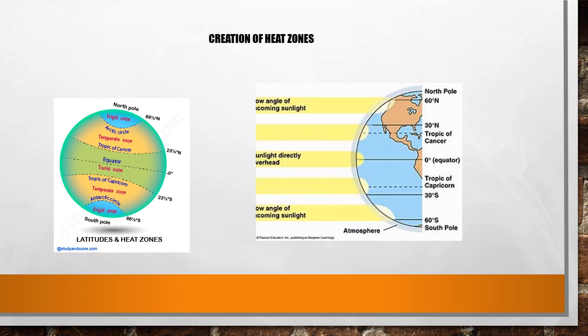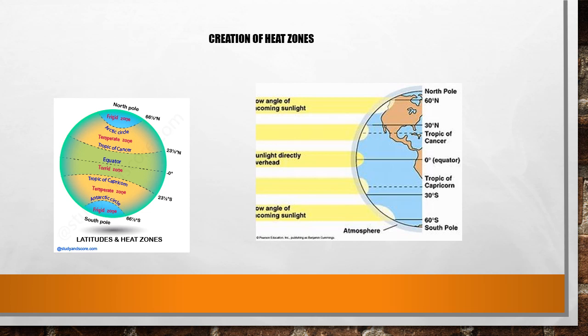So the first is the Torrid Zone. This zone lies between the equator and the Tropic of Cancer and Capricorn. Here the rays of the Sun fall vertically almost throughout the year. So the direct rays of the Sun fall over a small area, giving it a greater amount of heat. Thus, the temperature in this region is high.